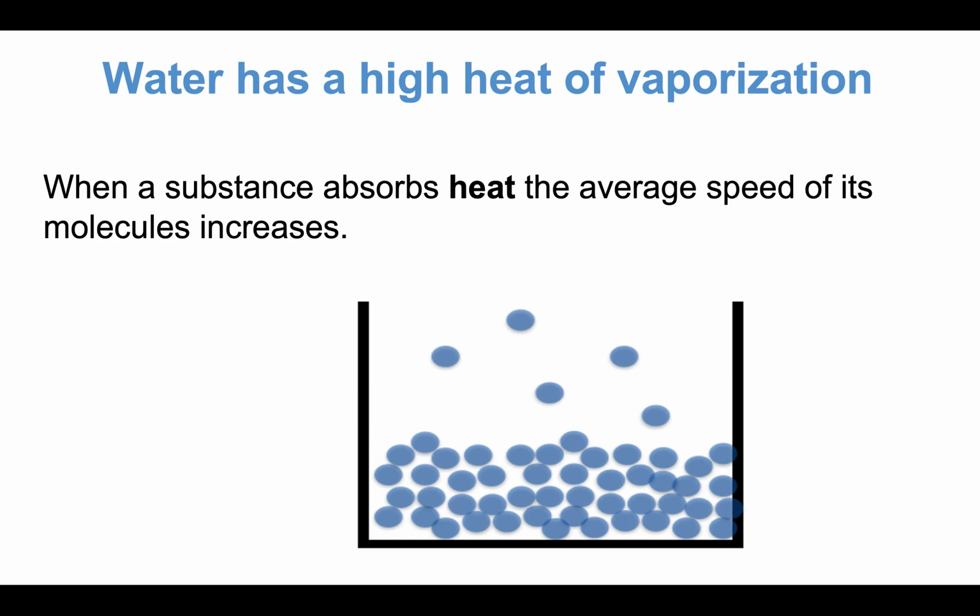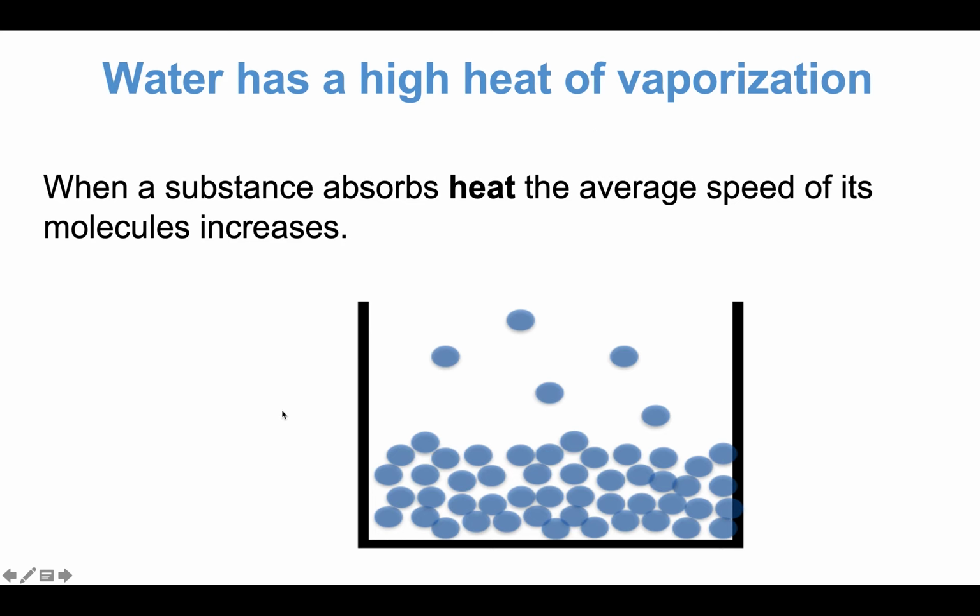Water also has a high heat of vaporization. So what is heat of vaporization? It's the amount of heat that is required to allow the molecule to escape from a state of liquid to gas. When substances absorb heat, their average speed increases, and at a certain point, they are able to escape as a gas. Water, compared to other liquids such as alcohol, has a high heat of vaporization.